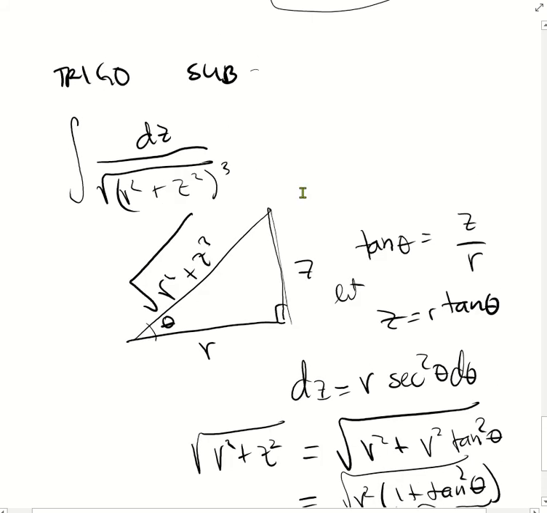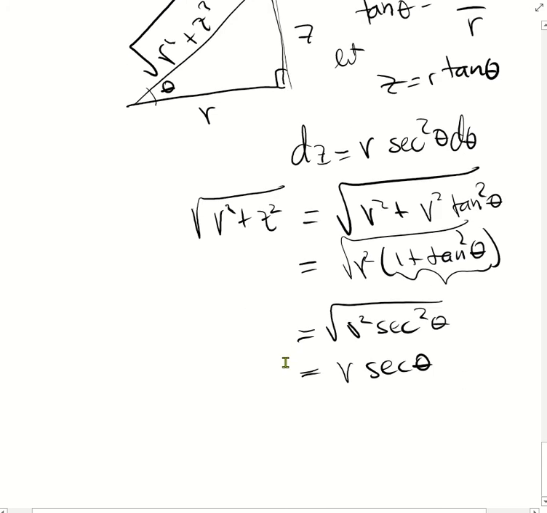Then, let's do now the substitution. So, sa taas, meron tayong dz. So, the integral, yung dz natin na-solve natin, r secant squared theta d theta.